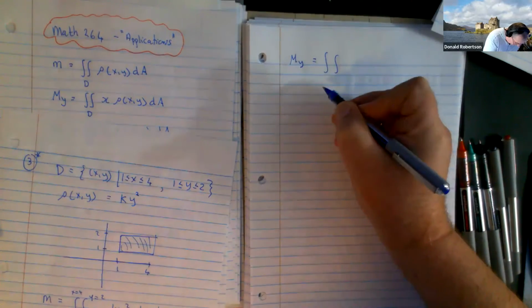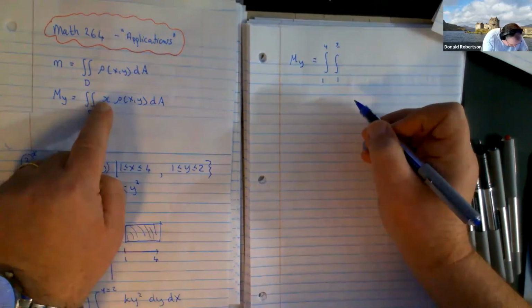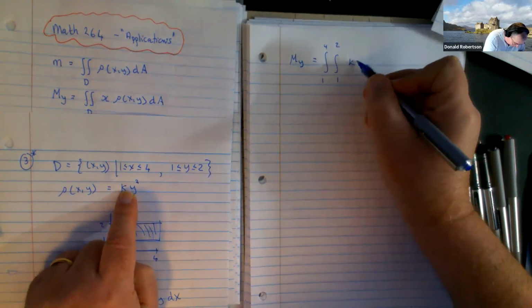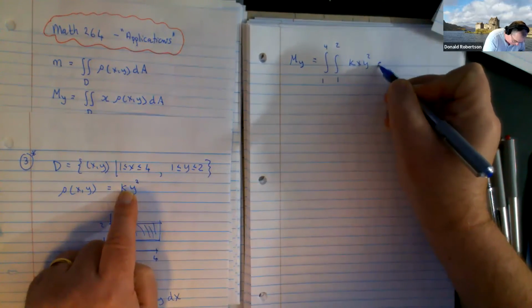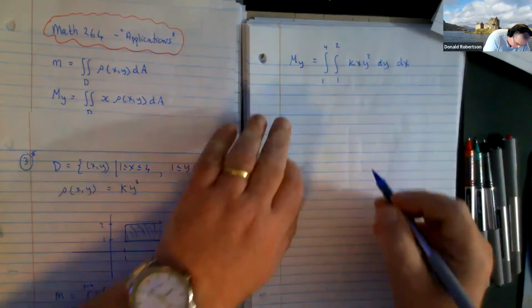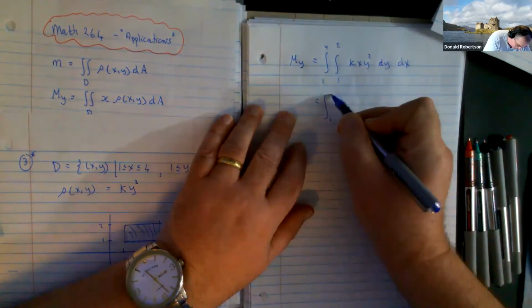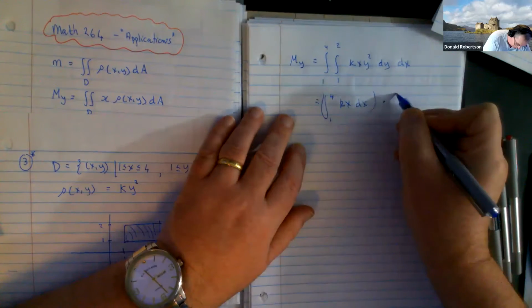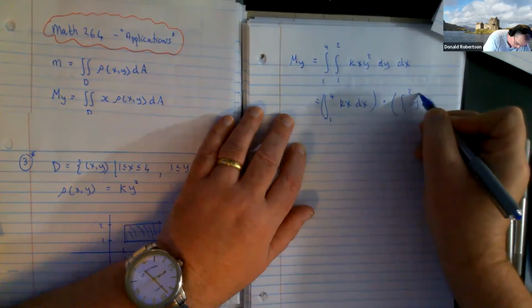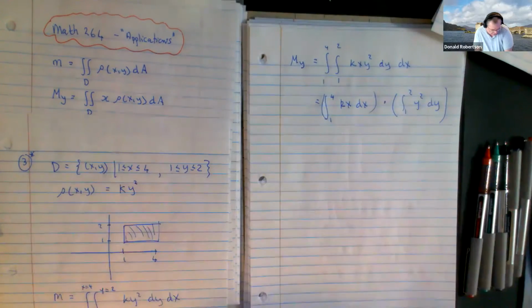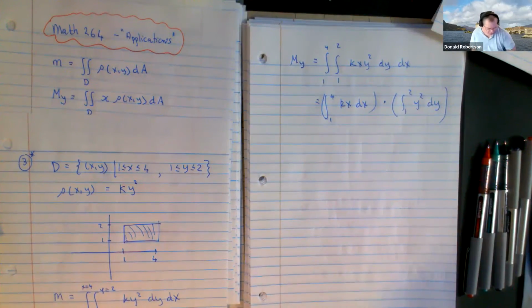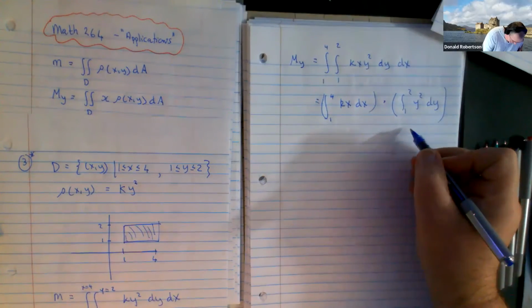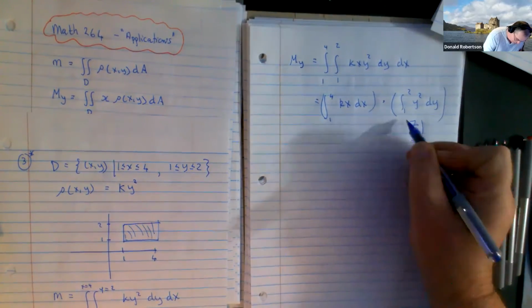The moment around y is our double integral, right? Our 1 to 4 and our 1 to 2 of x times this guy. I'm going to split that as the integral from 1 to 4 of kx dx times the integral from 1 to 2 of y squared dy. Are you comfortable or happy about the split? This guy is going to give me the same answer it did a minute ago, 7/3.